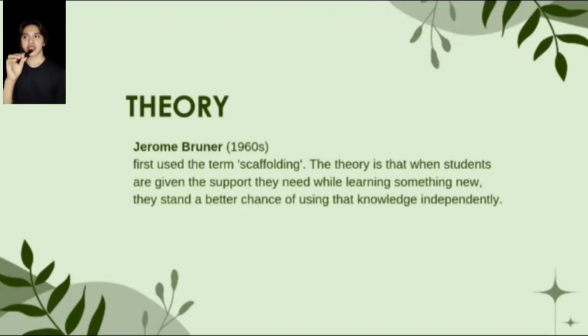For example, if students are learning the word "responsibility," well, the teacher can first explain it, give real life examples, ask students to identify responsible actions, and finally, let students create their own examples. Notice how the teacher's support becomes less over time. So the main idea of Bruner's theory is that guidance helps students become independent learners.